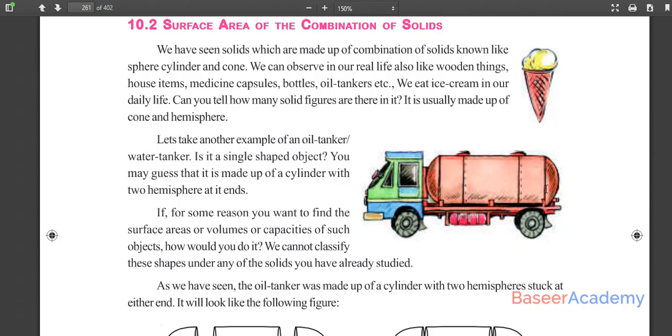This is the third video in our playlist in which I'm teaching you Chapter 10 Mensuration from Telangana State Syllabus. In this video, we mostly need to find out the surface area of combination of solids.